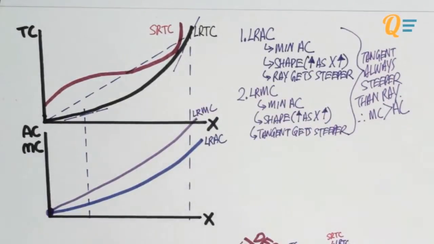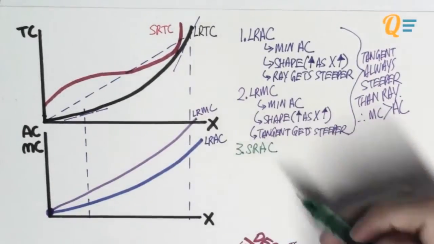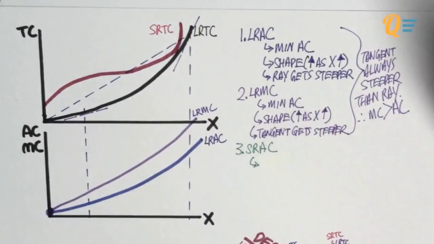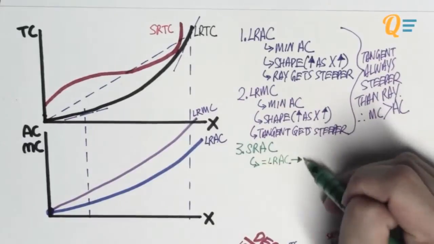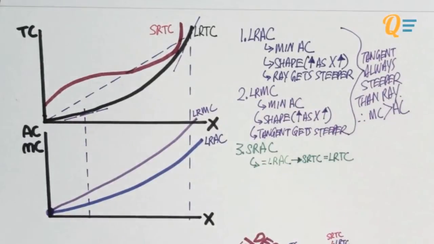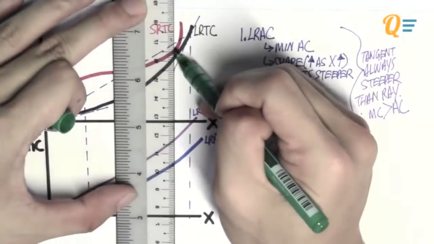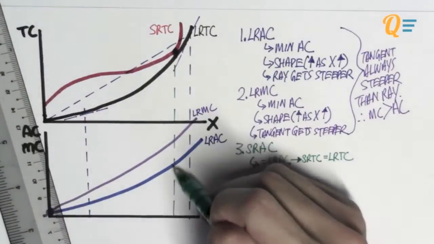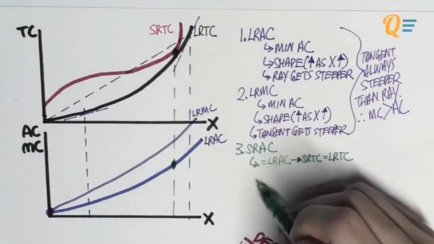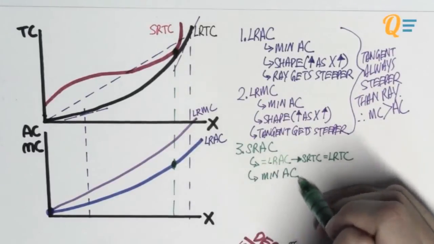Now the third thing I'm going to do is to define where my SRAC is. To draw the SRAC, you are going to need 2 points. Recall from the previous video that the first point is the point where the SRAC meets the LRAC. Okay? And that is also the point where my SRTC equals my LRTC. And that point just happens to be somewhere around here. So what I'm going to do is extend the vertical line downwards. And I'm going to mark out this point because that's the point where the LRAC will meet the SRAC.